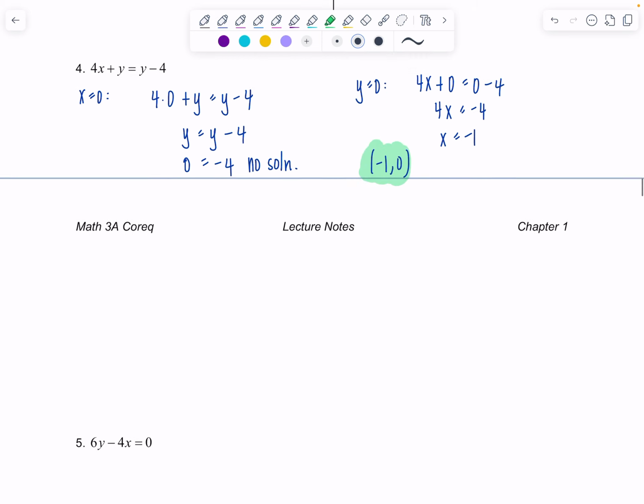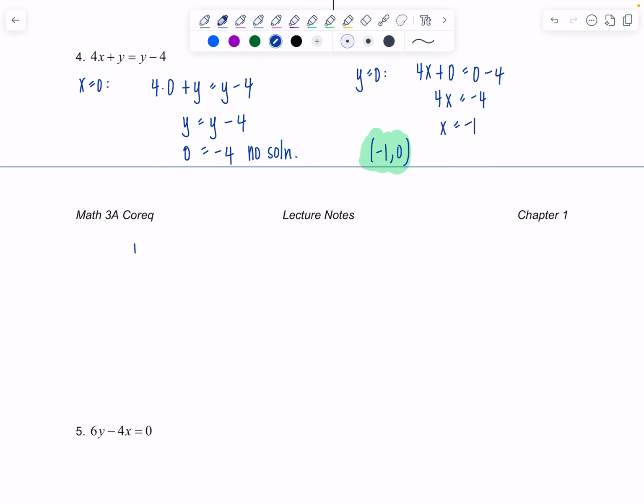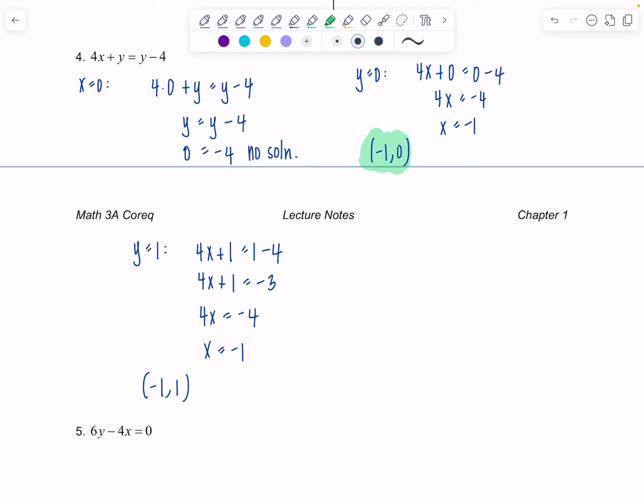Let's try something else. Let's try y equals 1. So 4x plus 1 equals 1 minus 4. So 4x plus 1 equals -3. Moving the 1, 4x is -4. Oh, I get again x is -1. How funky. (-1, 1). Okay.